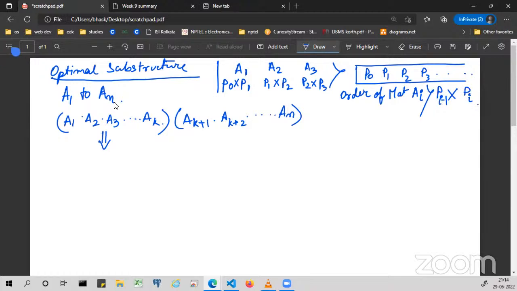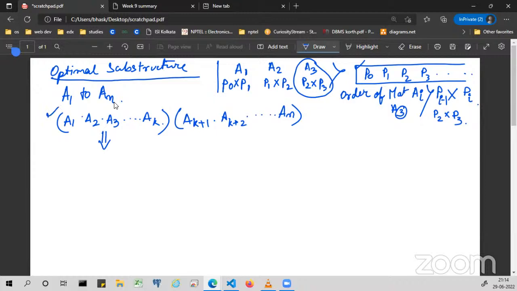Let's apply and check that. If I get the order of matrix A3, what is I? It is 3. If I put 3 over here, I get P2 cross P3. So what is the order of A3? P2 cross P3. So when I want the dimension of a particular matrix AI, you call it Pi minus 1 Pi, considering P is stored. P is basically these dimension values, stored in a list.